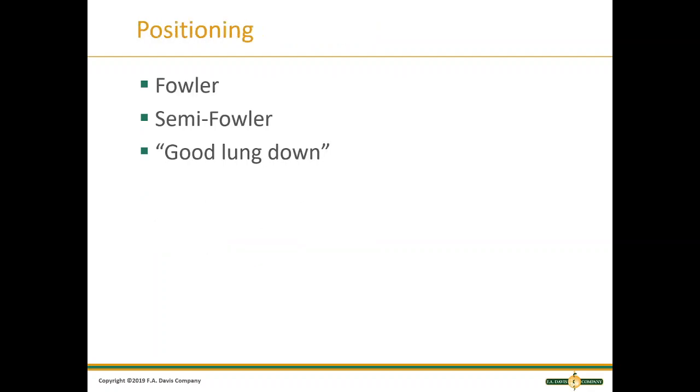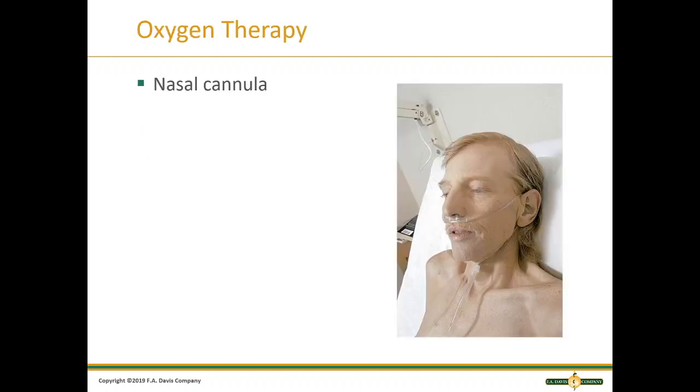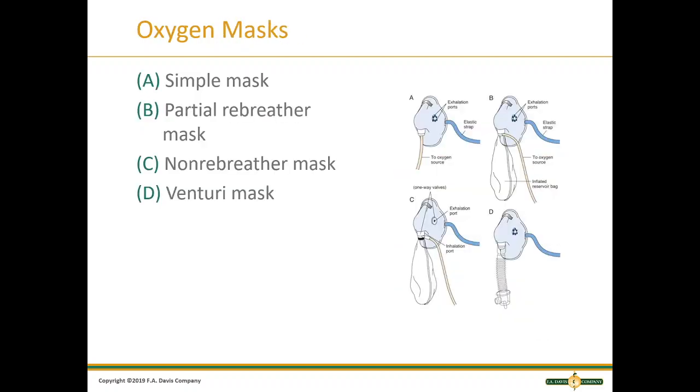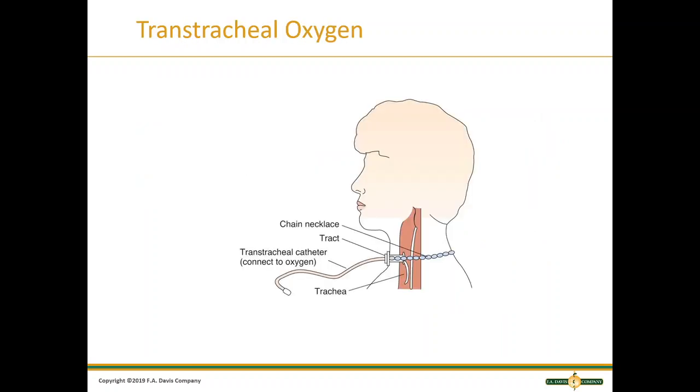These are different positioning. Fowler, semi-Fowler is good for lung expansion. You need to be up, the tripod position, anything like that. You want to keep them elevated because that's for comfort. Here's our nasal cannula. These are different ways that they can get oxygen. There's even a more advanced one you've seen in the hospital, that thing that looks like they're pulling their nostrils back. That's for maximum oxygen inhalation.